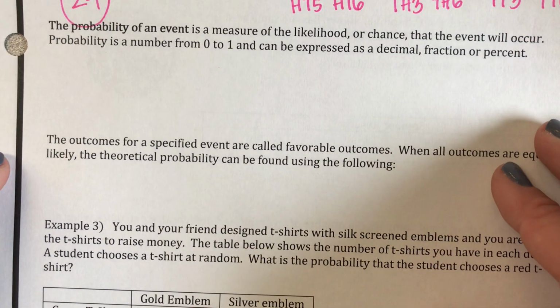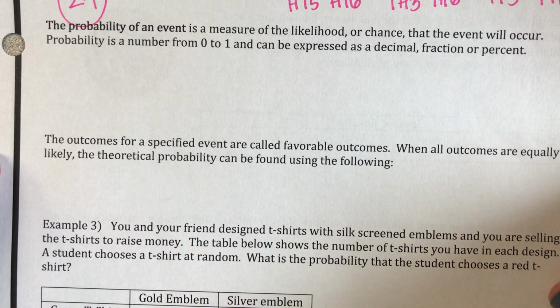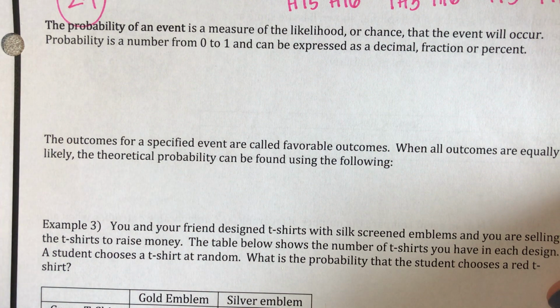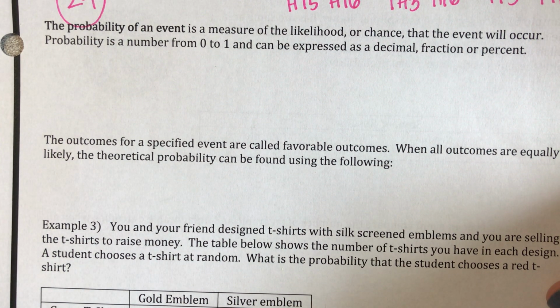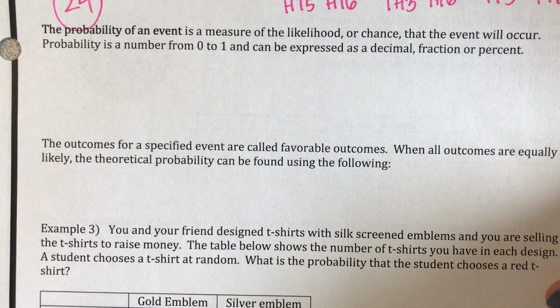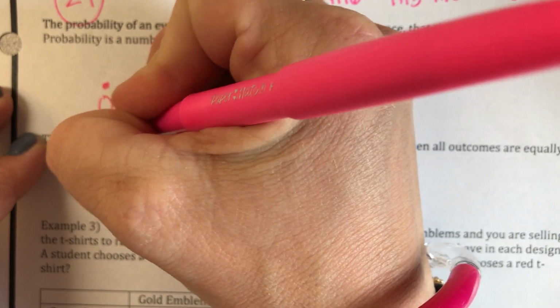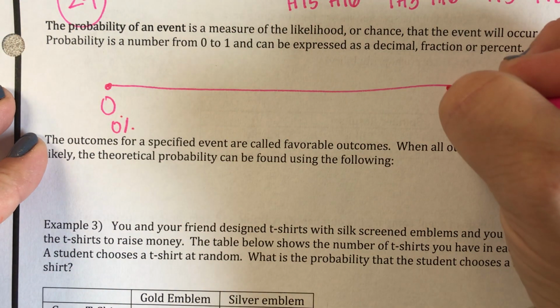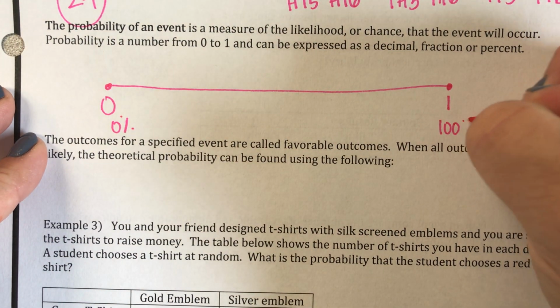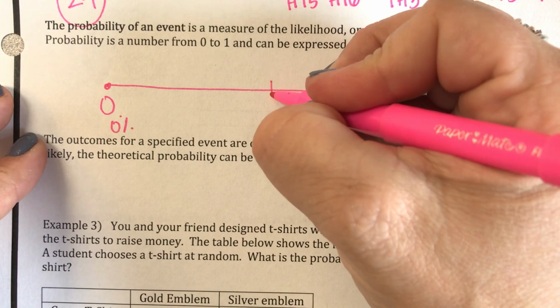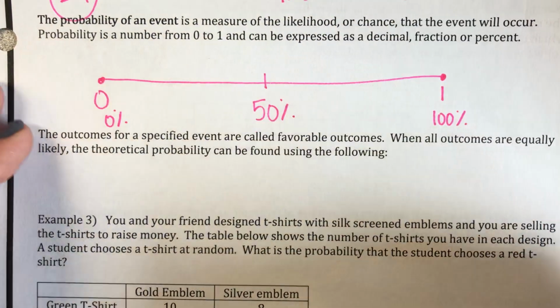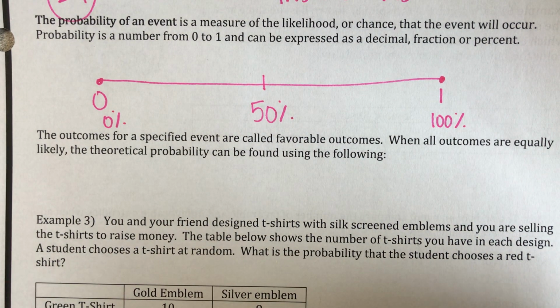Okay, so the next part says the probability of an event is the measure of the likelihood or chance that an event will occur. Probability is a number from 0 to 1, and it can be expressed as a decimal, a fraction, or a percent. So if this is 0, that's 0%. And then it goes all the way to 1, which is 100%. So right in the middle would be 50%. So essentially, it's like how likely is something to happen.